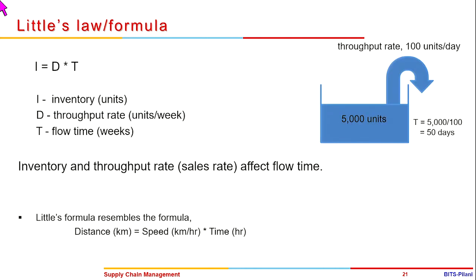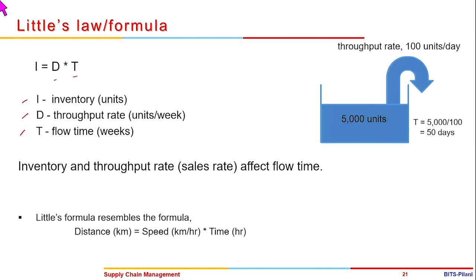Let me now introduce a formula which is called Little's law or Little's formula. Little's formula is a relationship between three variables. One of them is inventory. So the formula goes like this: I is equal to D into T. I is inventory, D is throughput rate, and T is the flow time. So what it says is inventory is equal to throughput rate into flow time.